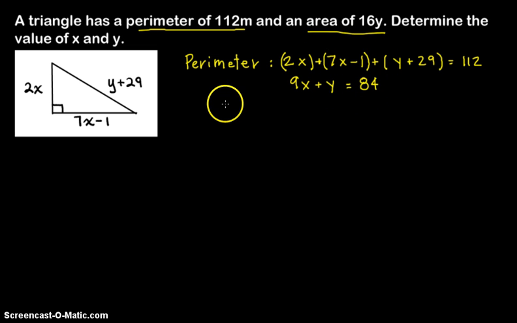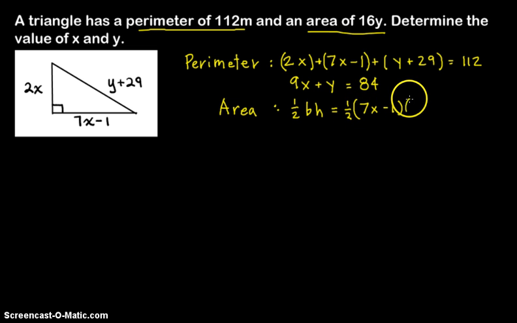And the other one I want to try here is probably the area. Let's see what area it gives me. So area in this case, I need to realize I'm dealing with a triangle. So triangle is, if we forgot, 1/2 the base times the height. So what is my base? That's 7x minus 1. Oh, I should point out it's a half times this. Half times the base, and what is the height here? It's 2x.